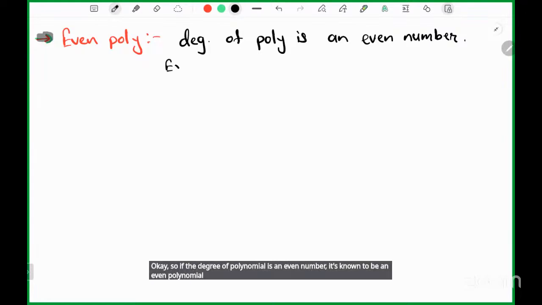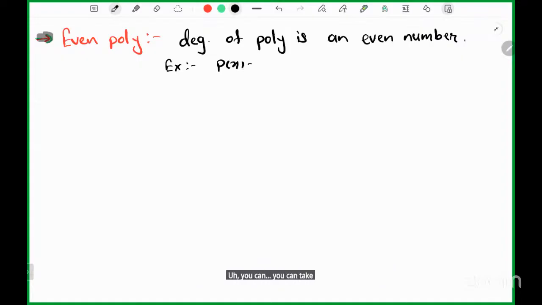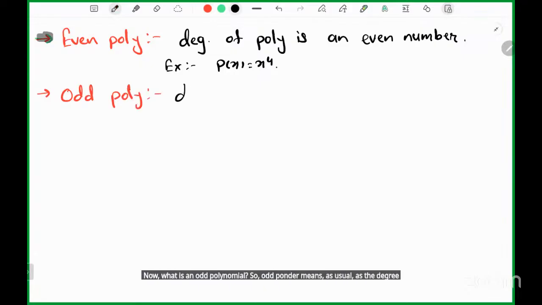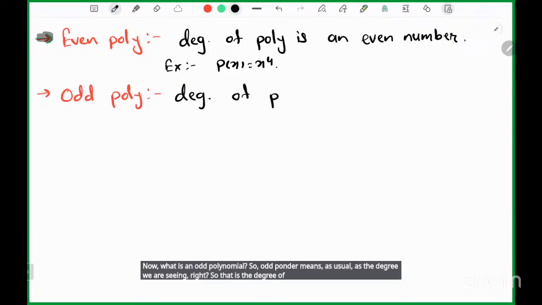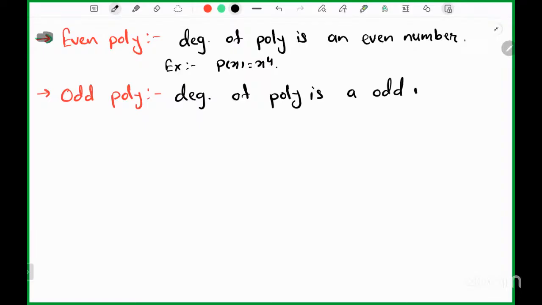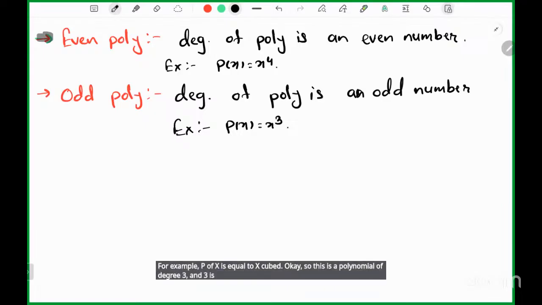For example, you can take p of x is equal to x to the power 4. So its degree is 4, which is an even number, so it's an even polynomial. Now what is an odd polynomial? So odd polynomial means, as usual, we are talking about the degree, right? So that is the degree of polynomial is an odd number. For example, p of x is equal to x cube, right? So this is a polynomial of degree 3 and 3 is an odd number. So that's why this is an odd polynomial.